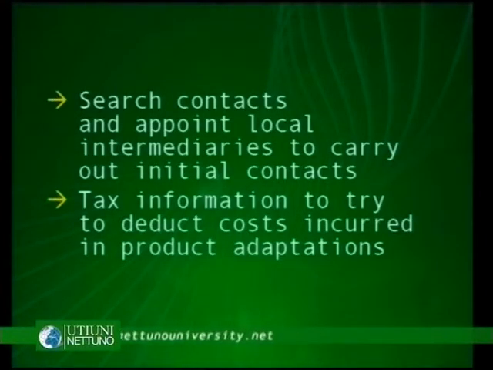They need tax information to try to deduct costs incurred in product adaptation. This is probably not belonging to all situations, but sometimes when you produce things for being exported, you have some fiscal benefits provided, and you need advice on how to get these benefits. And also here, banks are one of the channels for getting this information.